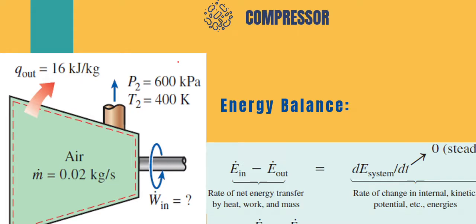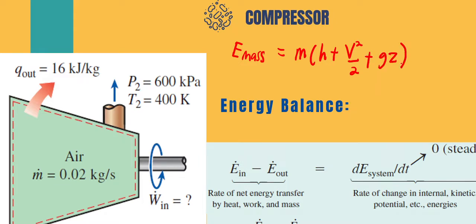So can you recall what's the expression for energy transferred or transport by mass? Because this expression we are going to use in all the steady state engineering devices. So you must remember this. You must memorize this. So E, energy transferred by mass, is given by m times (h plus V squared over 2 plus gz). Right.